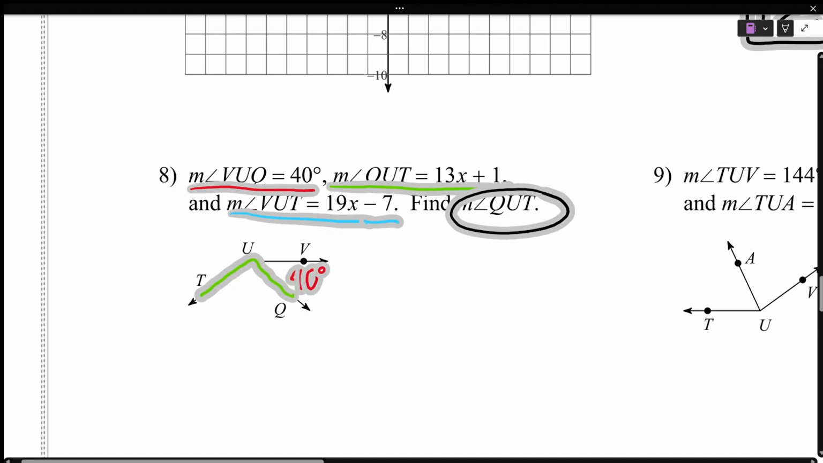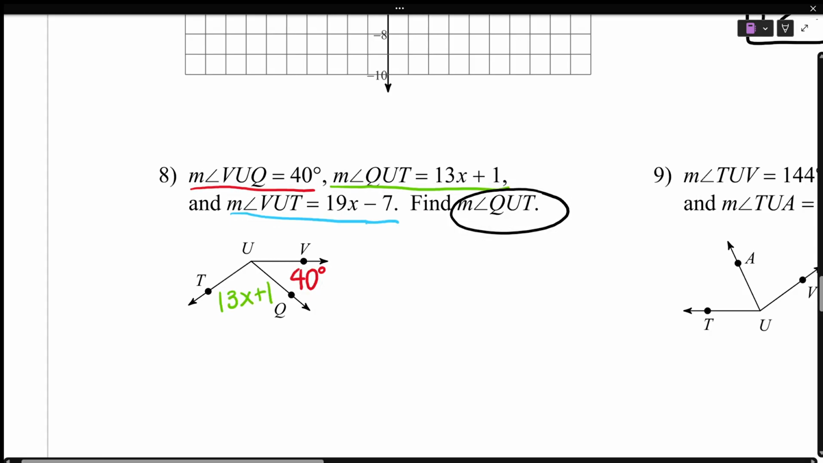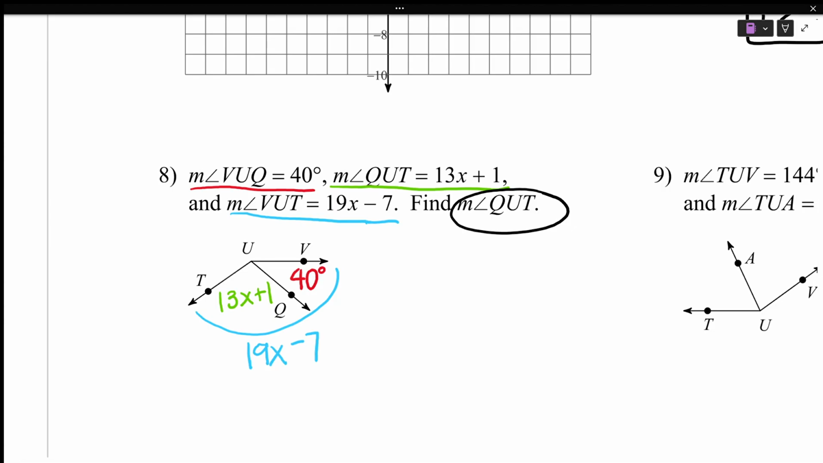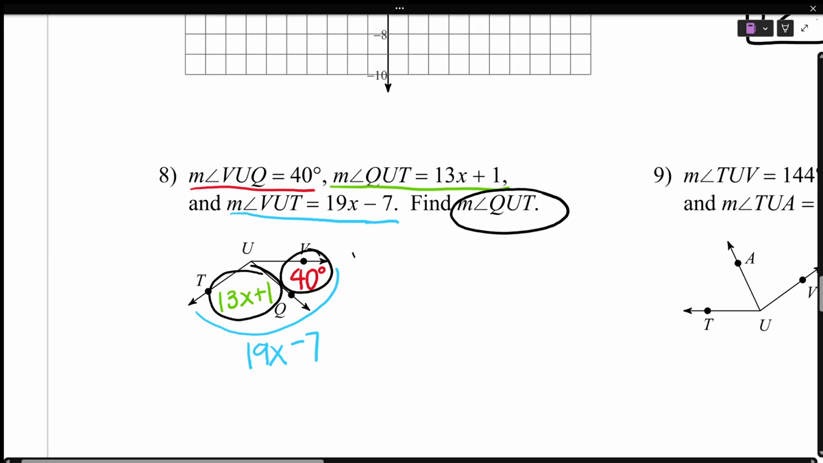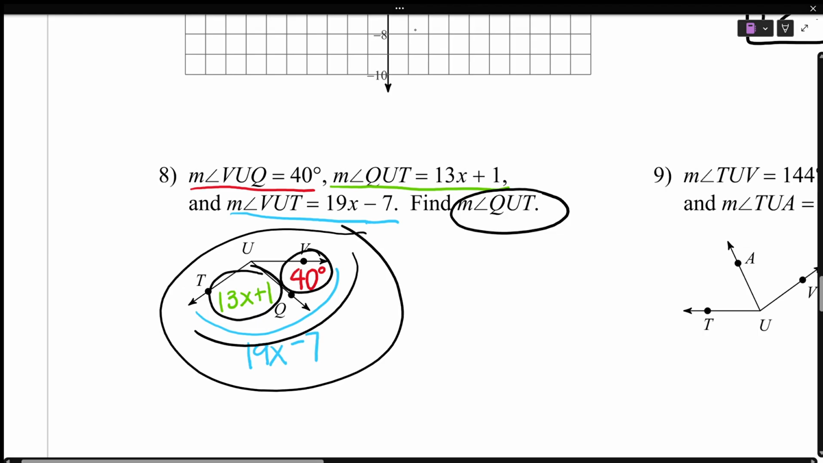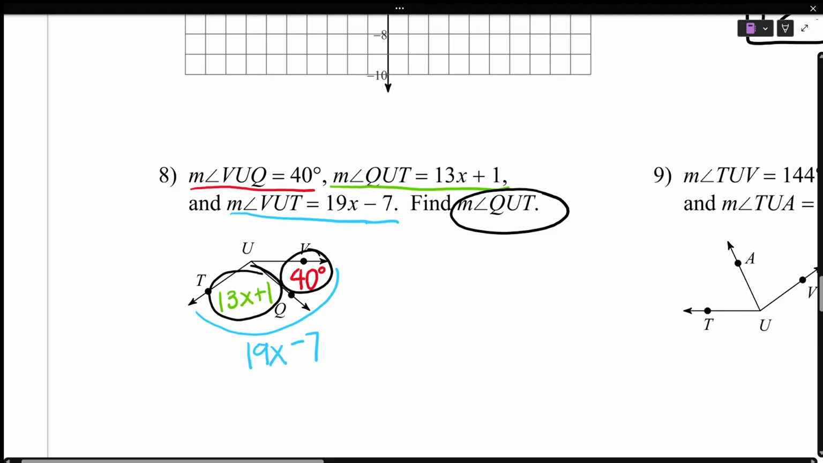QUT, that's going to be 13x plus 1. And then VUT, which is the entire angle, is going to be 19x minus 7. Okay. So now we want to set up our equation. This is very similar to what we did in the first problem, right? Where we see little different sections of the picture, this part, and we see the whole thing. So let's just, oh, it looks like a smiley face, right? Let's just add it all up together and then set it equal to the whole thing.